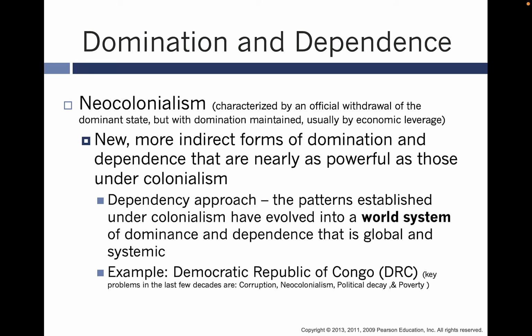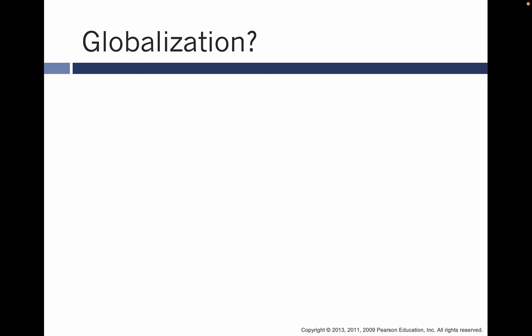So the patterns established under a dependency approach under colonialism evolved into a world system of dominance and dependence that is gradual and systematic. One example is the DRC, the Democratic Republic of the Congo, where you had key problems in the history of this country: corruption, neocolonialism, political decay, poverty, and a lot of violence in that part of the world.